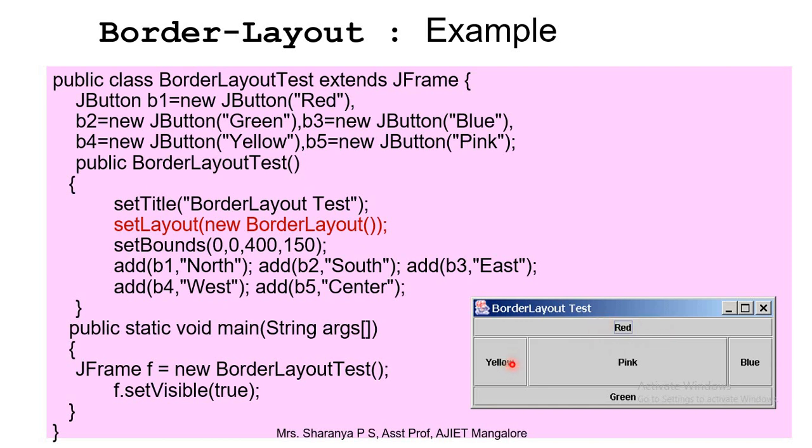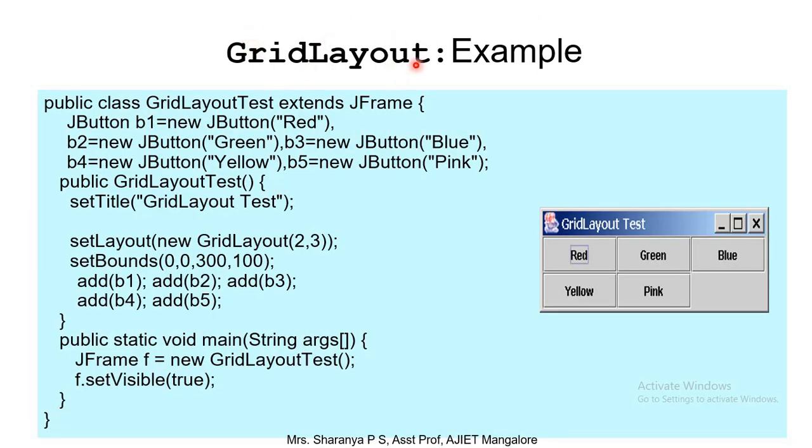Here it refers to north, south, east, this one west, and this as a center. So these buttons will be added to those particular locations, so that we end up with a border layout. Next one is a grid layout.